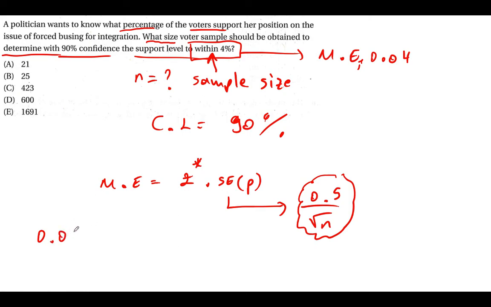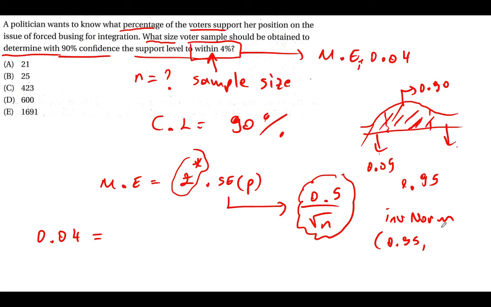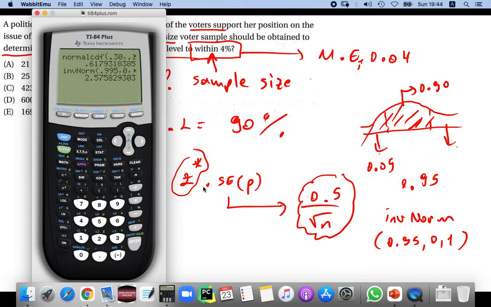within, it says 0.04, is equal to z star, which we will decide by using the confidence level. So it was 90%. So this area is 90%, which is 0.90. So in two tails, we will have 5% and 5%. So totally then this will be 90 and 5, 95%, 0.95. So inverse norm, when I use 0.95, and mu is 0, sigma is 1.